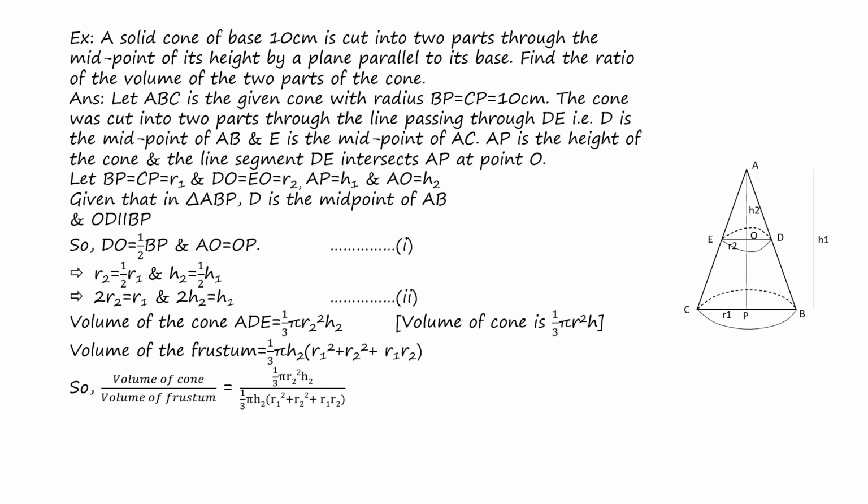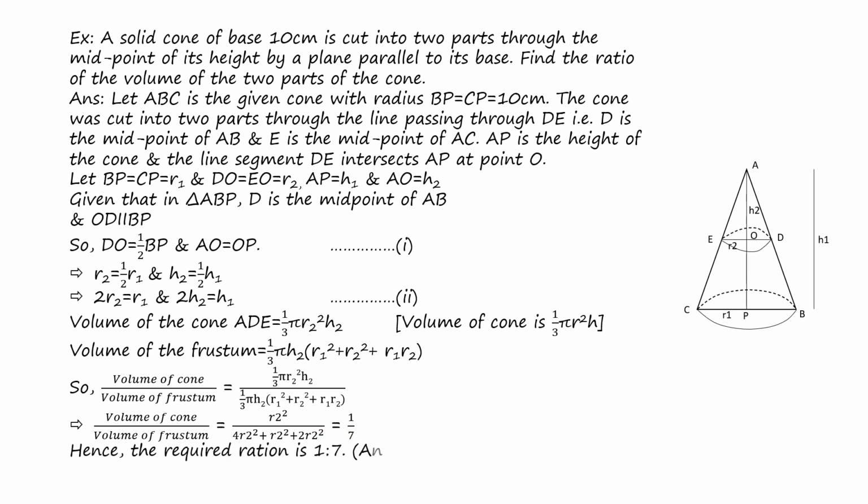Now in both numerator and denominator, 1/3 pi and H2 get cancelled, or we get R2 square whole divided by 4 R2 square plus R2 square plus 2 R2 square, because from equation 2, 2 R2 is equal to R1. So in the place of R1 square, you can write 4 R2 square, and in the place of R1 you can write 2 R2. So in the numerator we are getting only R2 square, and in the denominator we are getting 7 R2 square, which is nothing but 1 by 7. Hence the required ratio is 1 by 7, or 1:7 is the answer.